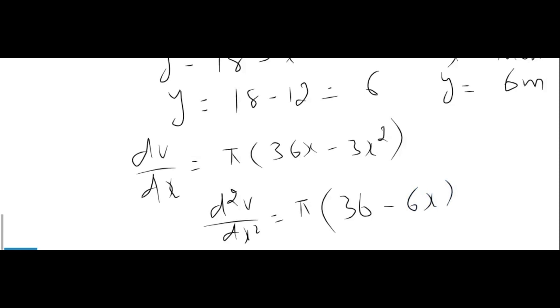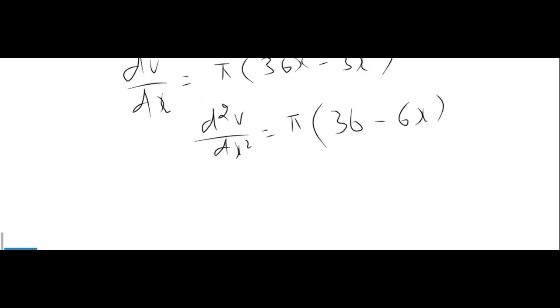Already we found out x to be 12. So this is equal to pi into 36 minus 6 into 12, which is pi into minus 36. Obviously we can see this value is less than 0, so it is a maximum. So at x is equal to 12, the volume of the resultant cylinder is maximum.